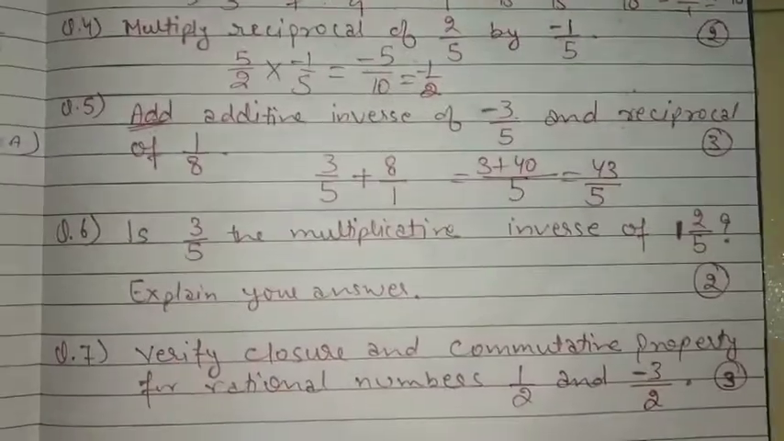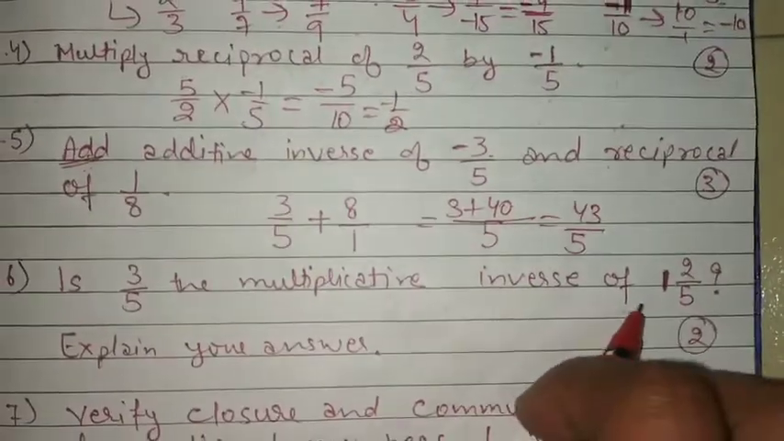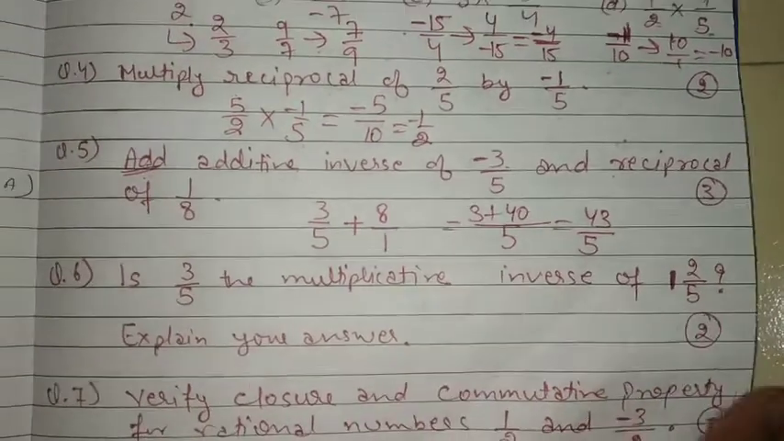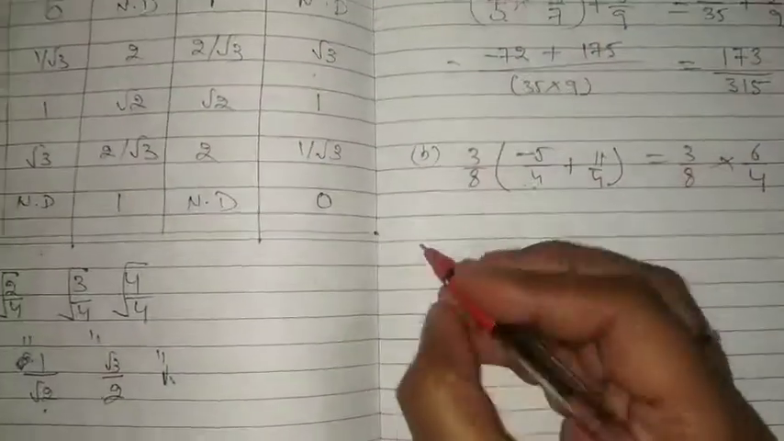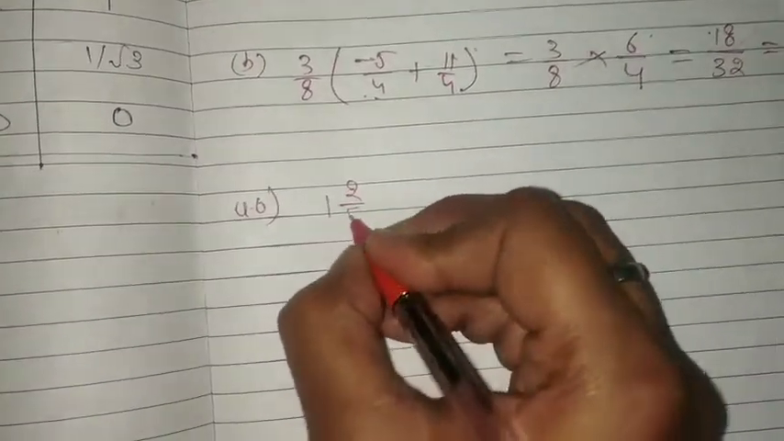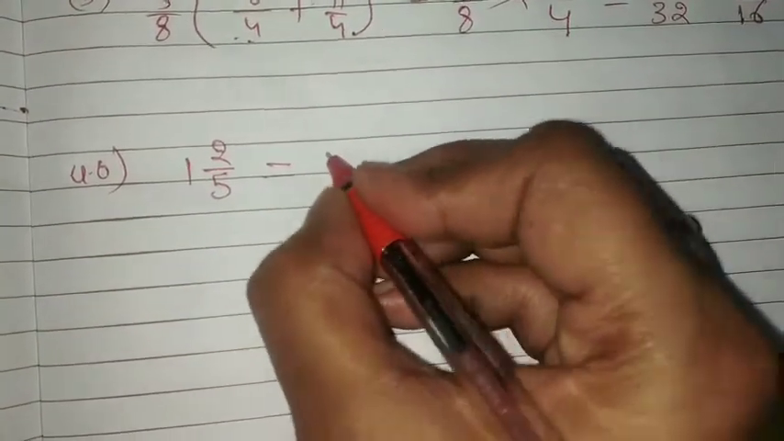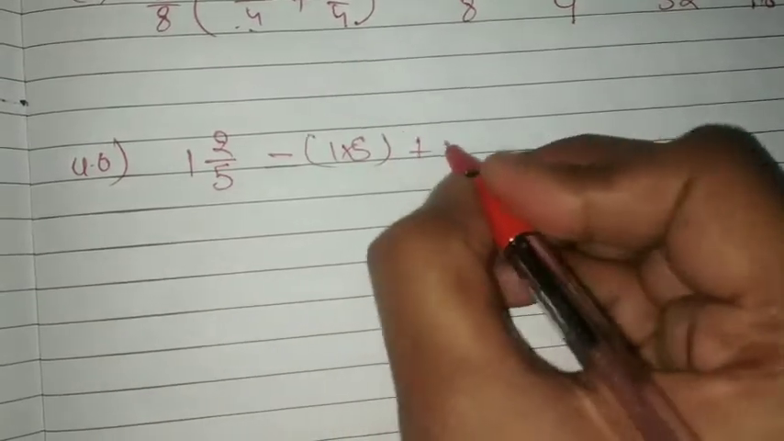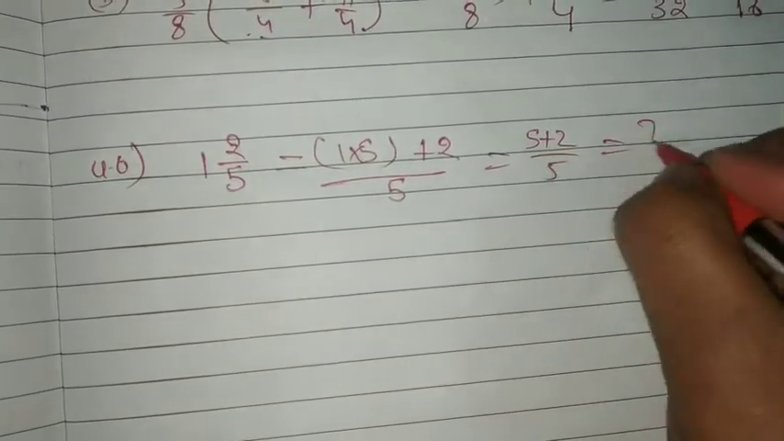Okay, now sixth question, is 3 by 5 the multiplicative inverse of 1 2 by 5? So we will check this first. The number is 1 2 by 5. So 1 complete 2 by 5, it is an improper fraction, so it can be written as 1 into 5 plus 2 by 5. So this will be 5 plus 2 by 5, that is equals to 7 by 5.